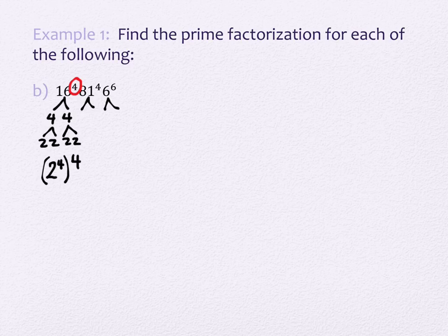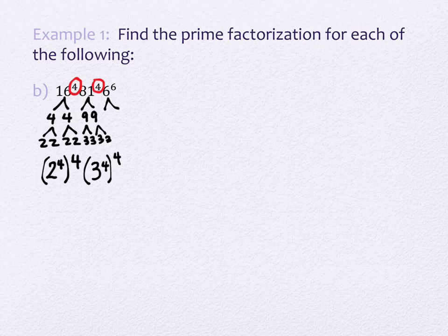We're going to do the same thing with 81. Can you factor 81 for me? 9 and 9, and each of the 9s factors into 3s. So this is 3 and 3. So then 81 becomes 3 to the 4th, and that also has a power of 4 in the original problem right here. Right?